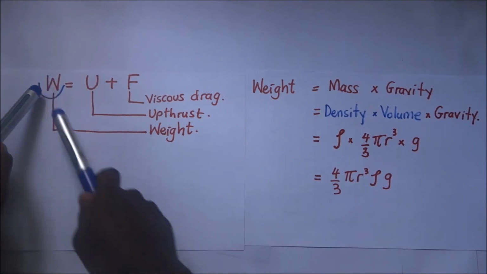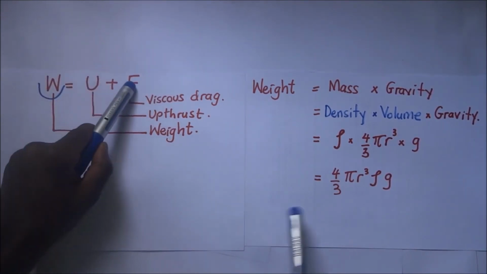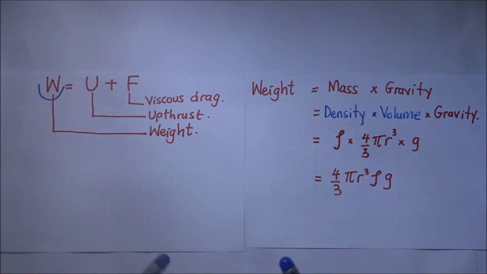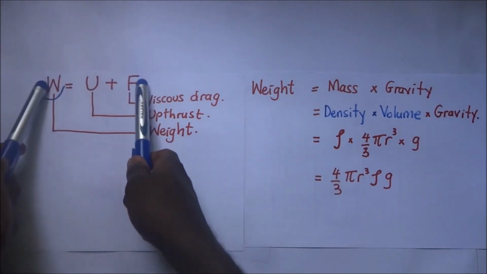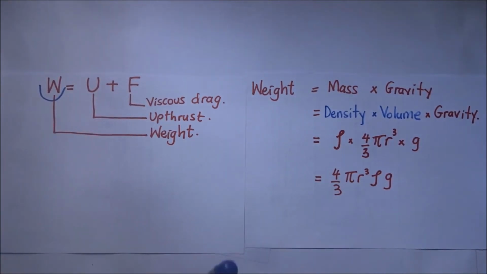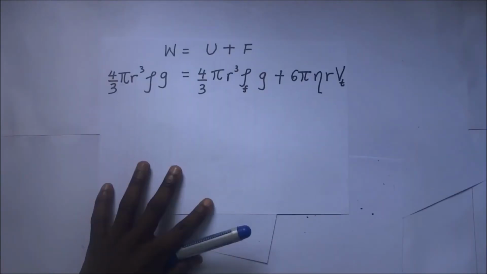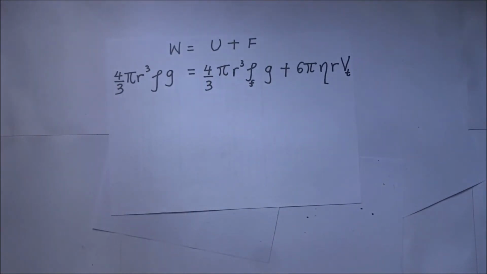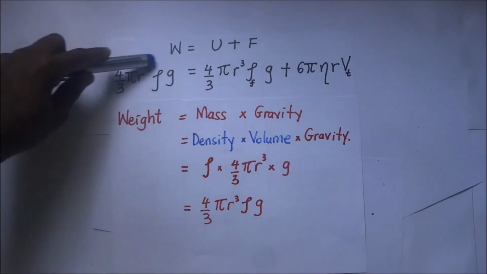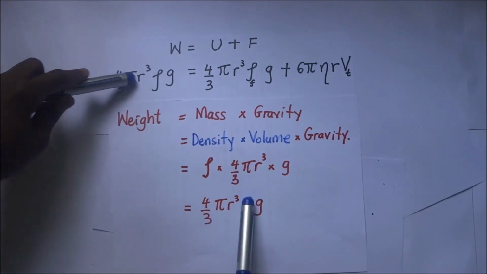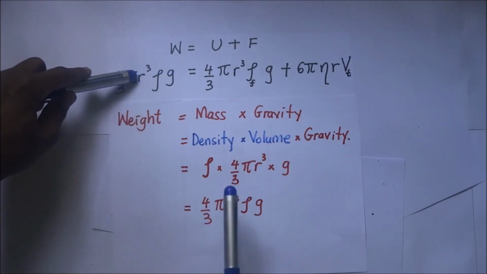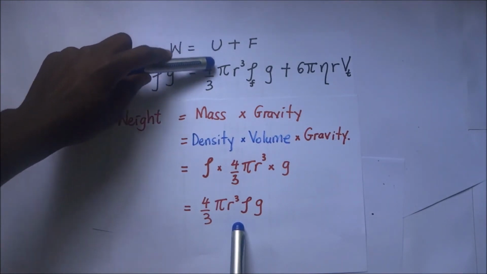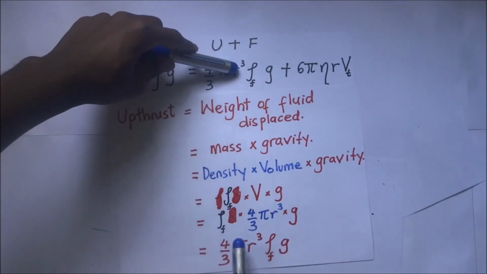So we have the expression for weight, we have the expression for upthrust, and we have the expression for the viscous drag. We are going to substitute these expressions into this expression so that we're able to get an expression for terminal velocity. And this is exactly what we've done here. This is the weight of the ball. We got it from here. Weight is that, substituting there. Then it gives us the upthrust experienced by the sphere or the ball as it falls through the fluid, which is this. And that was got from here.